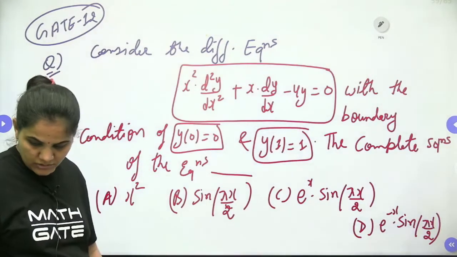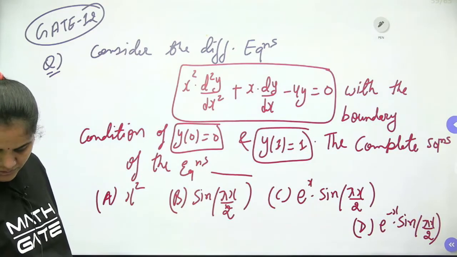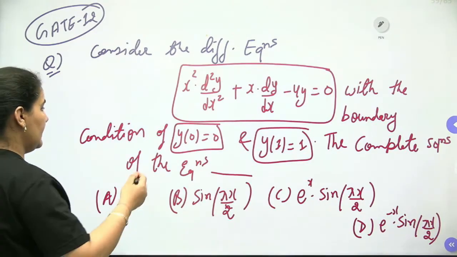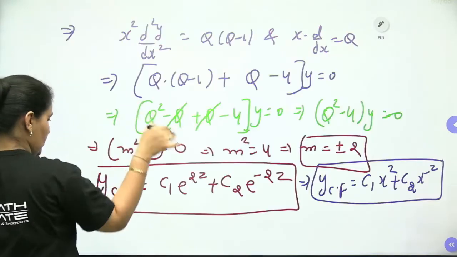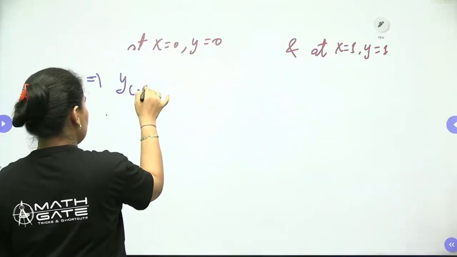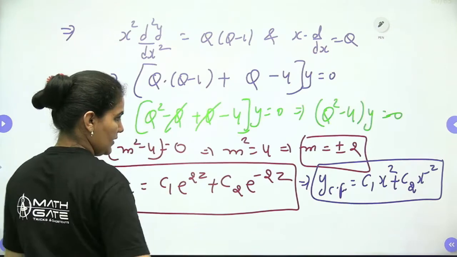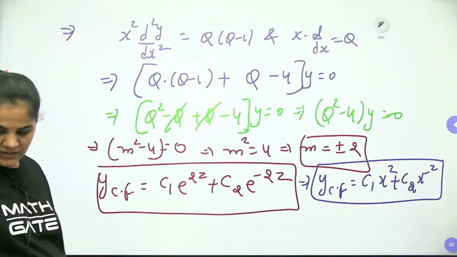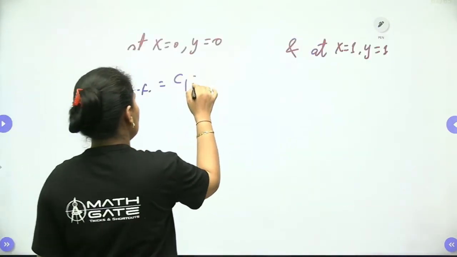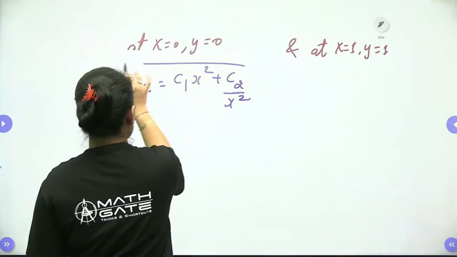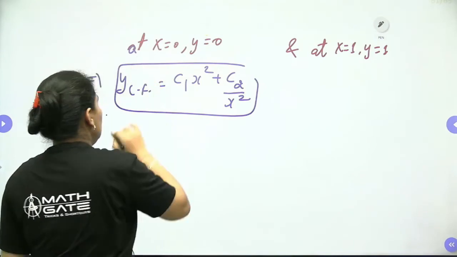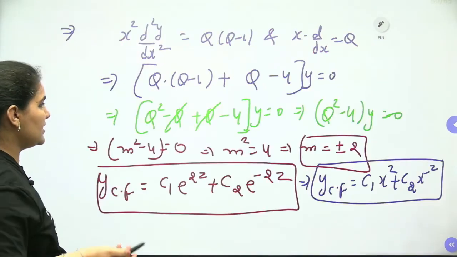At x is equal to 0, y is equal to 0. So let me approach the solution first. YCF is equal to C1 x squared plus C2 by x squared, right? Yes, exactly. So when we approach it, it is 0 only.